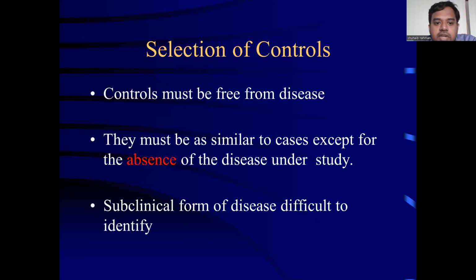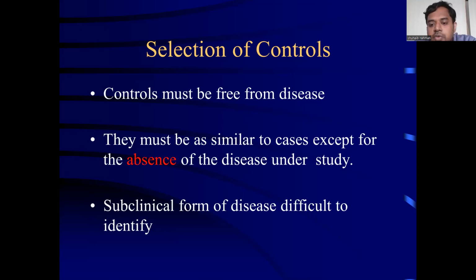Then comes the selection of controls. Controls must be free from the disease. They must be as similar to cases as possible except for the absence of the disease under study. The clinical form of disease is difficult to identify. The control must be free from the disease; that's the only criterion which must be fulfilled by the controls. They should be free from this particular disease which we are going to study. They must be as similar to cases as possible.